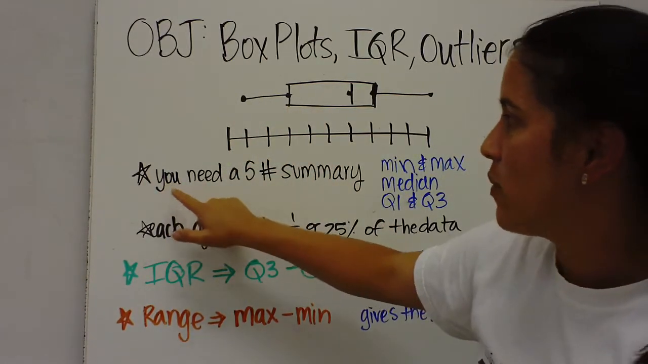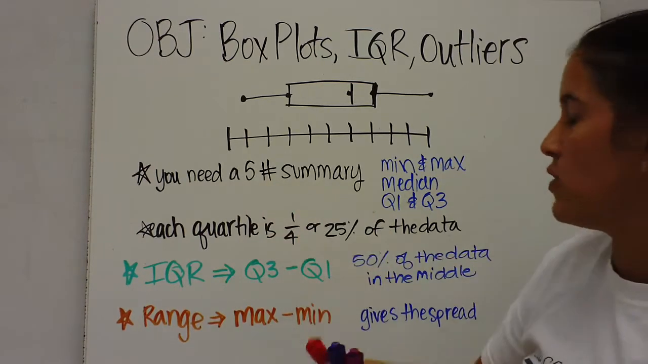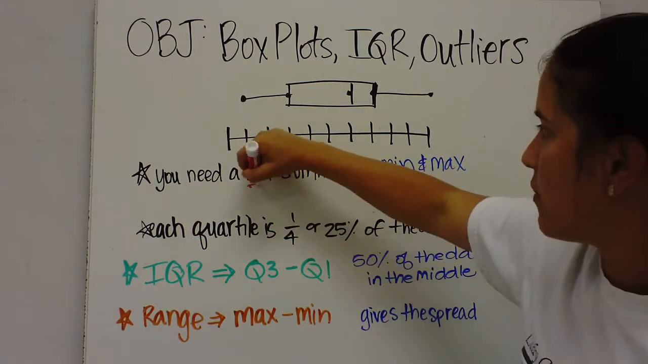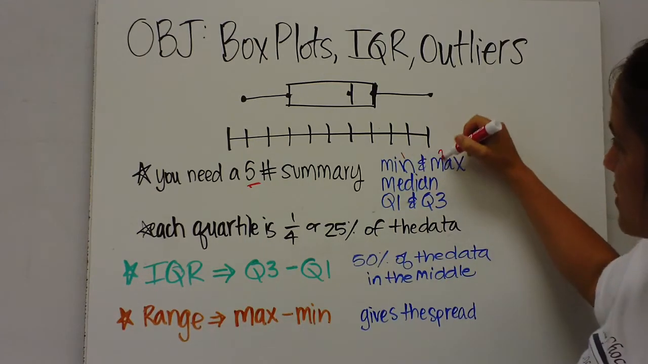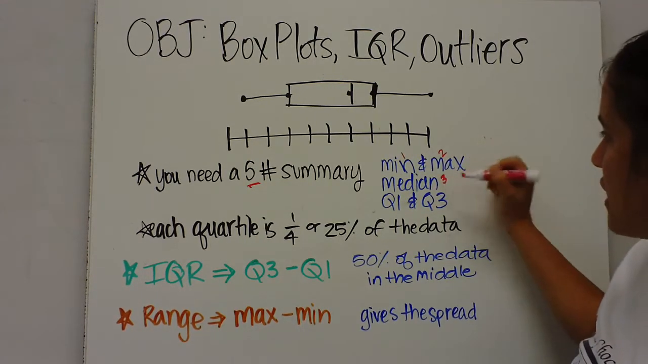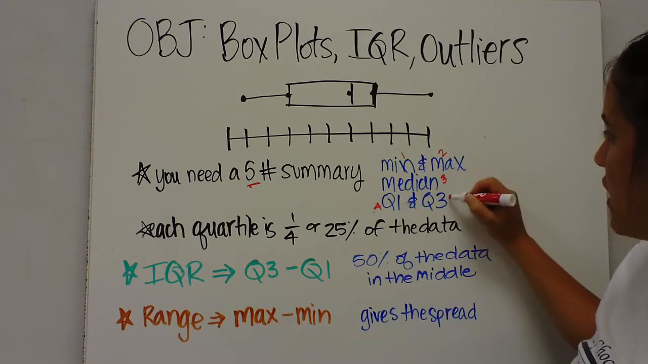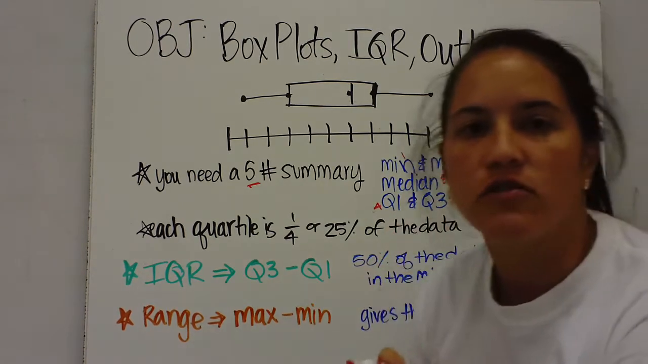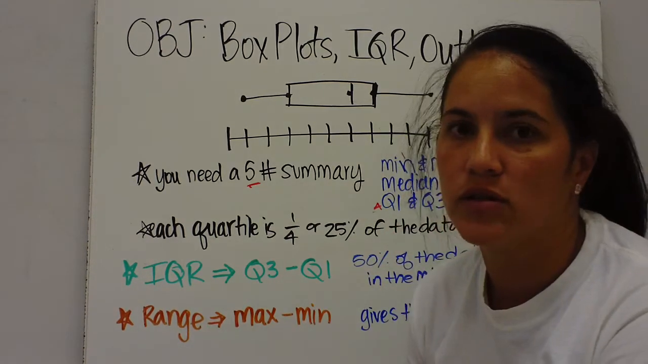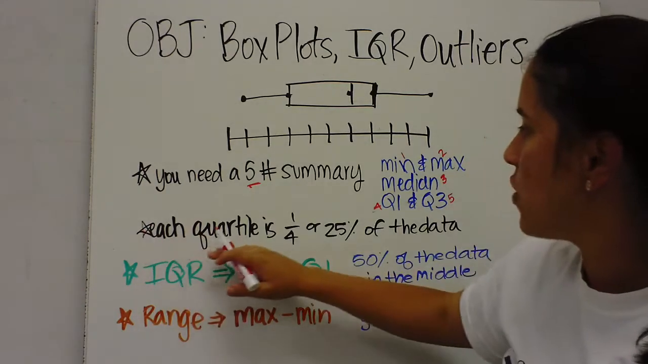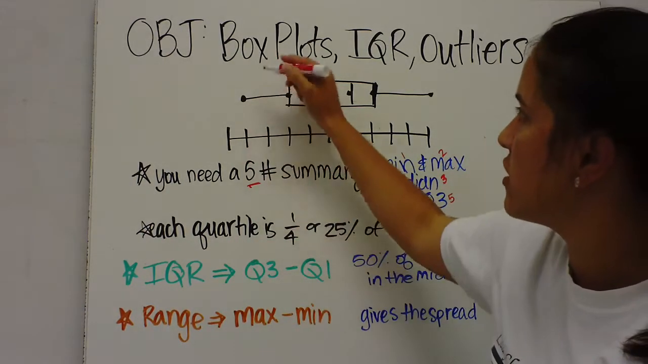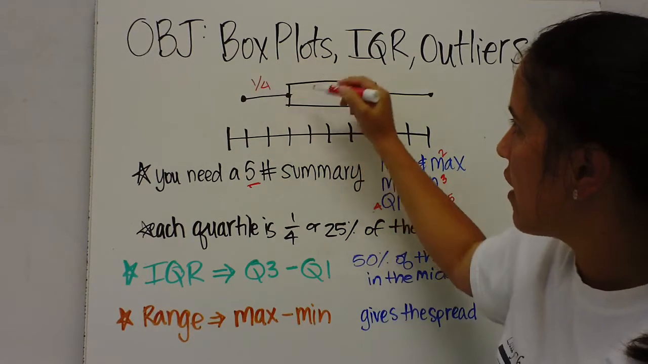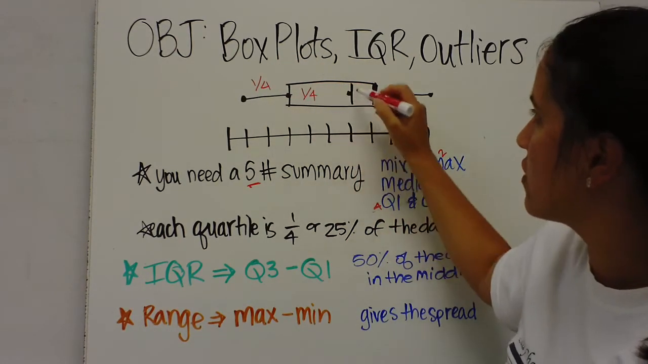To make a box and whisker plot, you need a 5-number summary. 5 numbers. And those 5 numbers are the minimum and the maximum, the median, the quartile 1, and quartile 3. So those are the 5 numbers that you need. And each quartile is a fourth or 25% of the data. So this whisker is a fourth. This first box is a fourth.